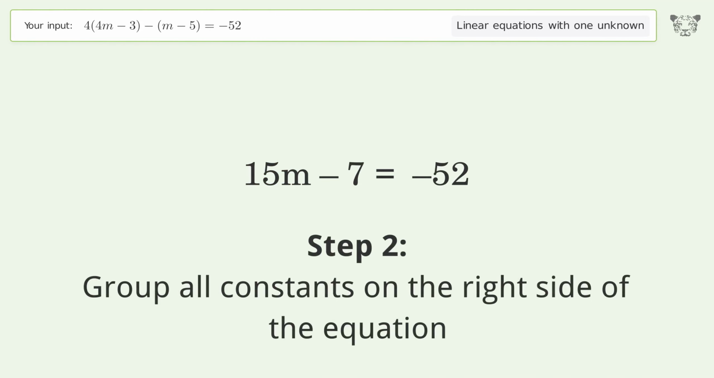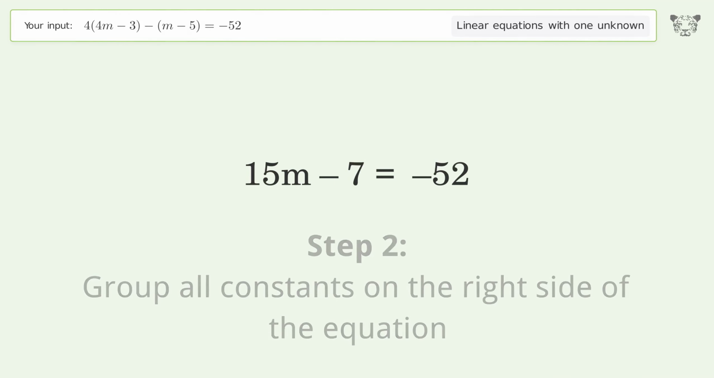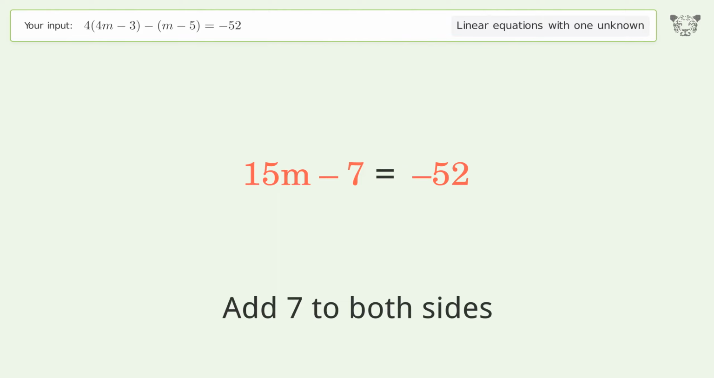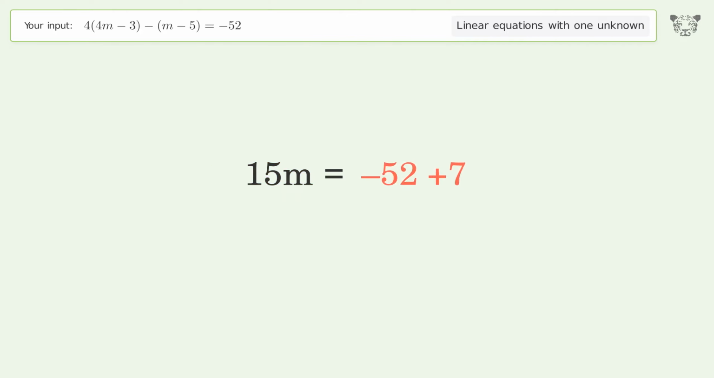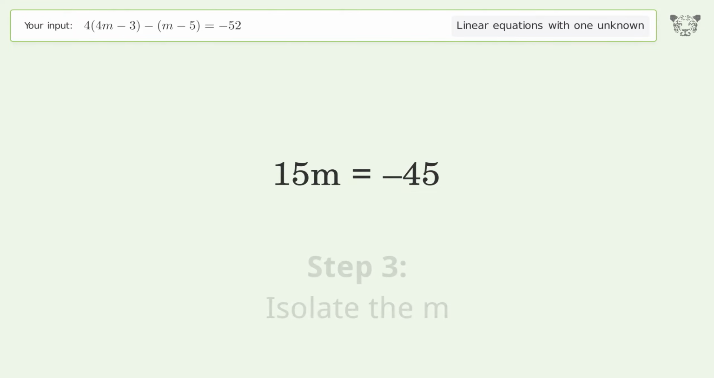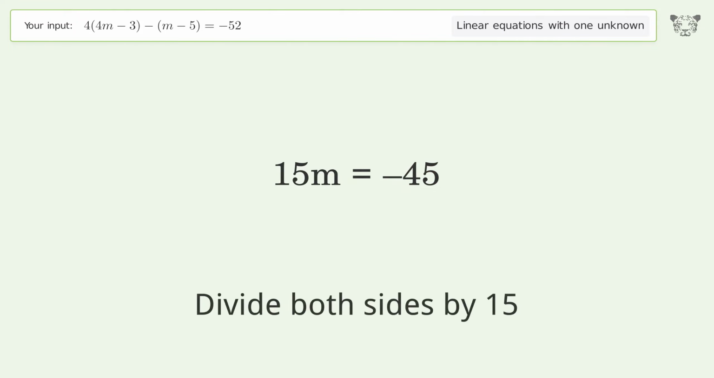Group all constants on the right side of the equation. Add 7 to both sides. Simplify the arithmetic. Isolate the m. Divide both sides by 15.